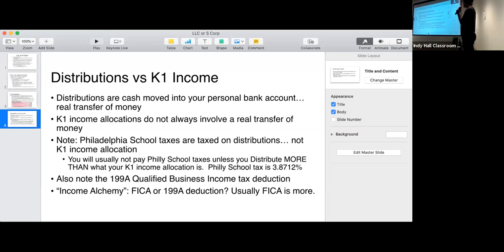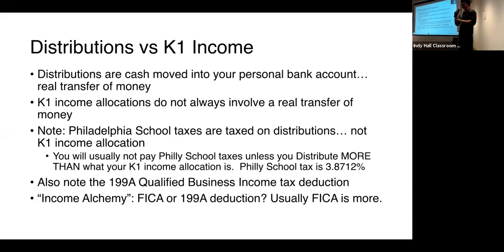So there's a difference between distributions and K-1 income. Distributions are actual money you move out of your business bank account into your personal account. It's a physical transaction that happens through the year. Sometimes you don't even do that, but it shows up as K-1 income. K-1 income doesn't involve the real transfer of assets.